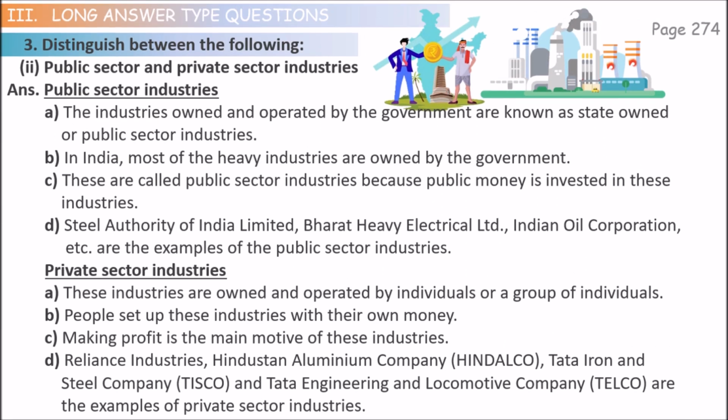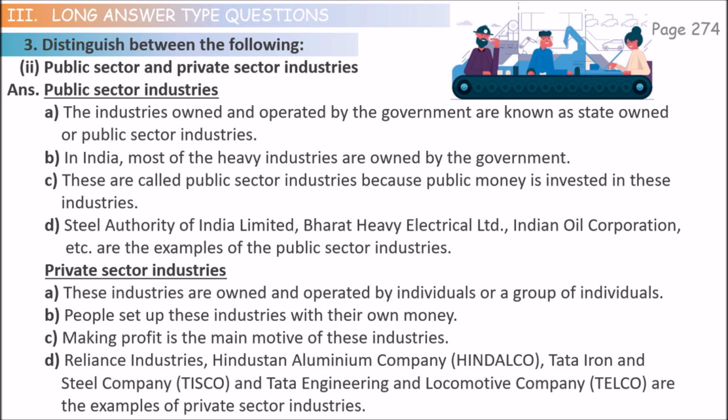Public sector and private sector industries. Answer. Public sector industries. The industries owned and operated by the government are known as state-owned or public sector industries. In India, most of the heavy industries are owned by the government. These are called public sector industries because public money is invested in these industries. Steel Authority of India Limited, Bharat Heavy Electricals Limited, Indian Oil Corporation, etc. are the examples of the public sector industries.